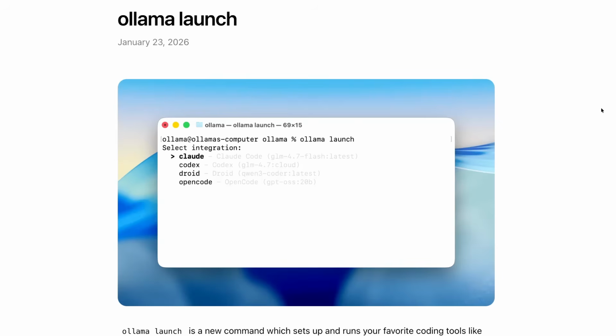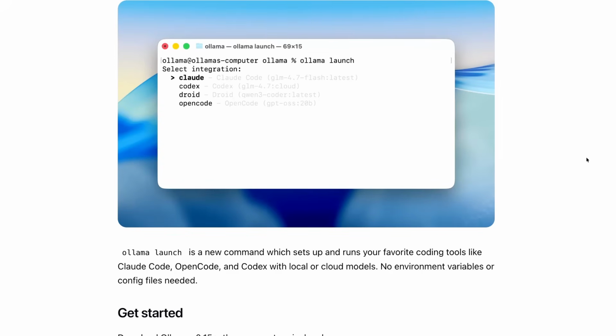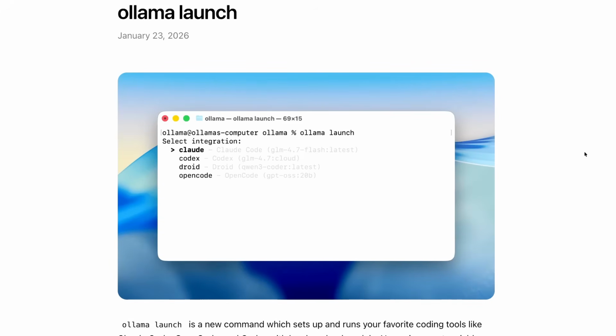Now, what actually is this? This is basically a quick and easy way that you can run Claude Code with Ollama, with that Anthropic API support. And it basically allows you then to run Claude Code, to run Codex, to run Droid, or to run Open Code. So the whole thing is really easy to get started.